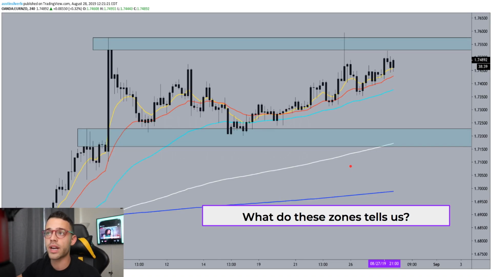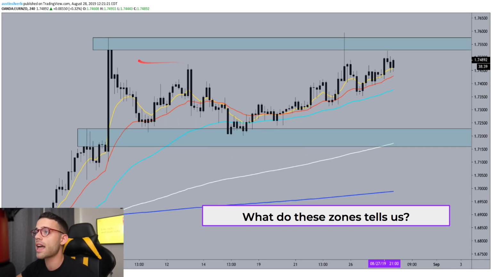Here, another really great example. This is Euro NZD. Look at that zone set on top. You see the zone set on the bottom here. So again, this is an example also of why I don't like support or resistance as names.